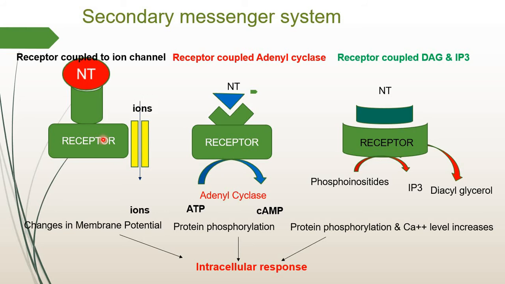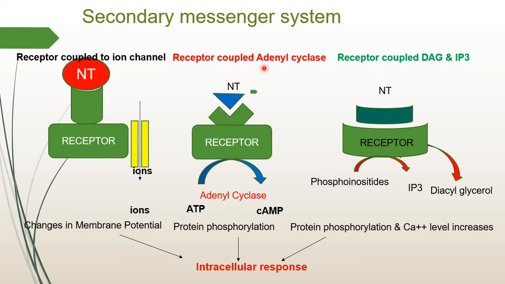If it is an ion channel coupled receptor, the ions go inside the cells. The classical example of this type of receptor is the GABA receptor. Once the GABA receptor receives the neurotransmitter GABA, the chloride ion channels open and chloride goes inside, so the interior of the nerve becomes more negatively charged. It is hyperpolarized, and thus changes in the membrane potential occur.